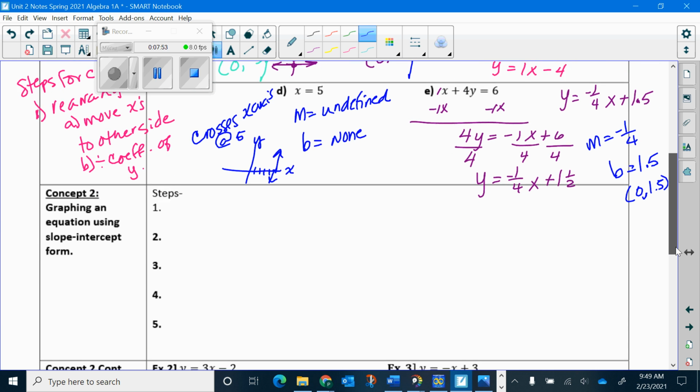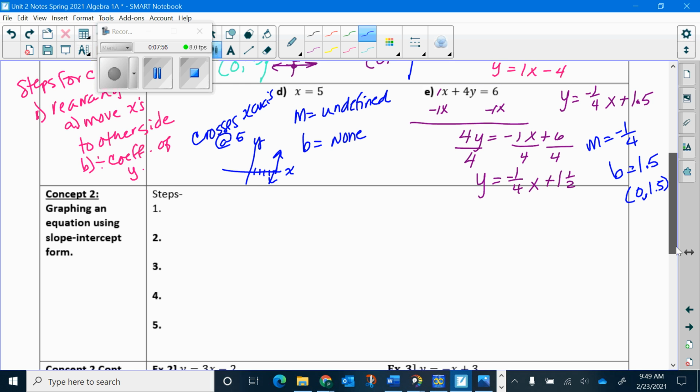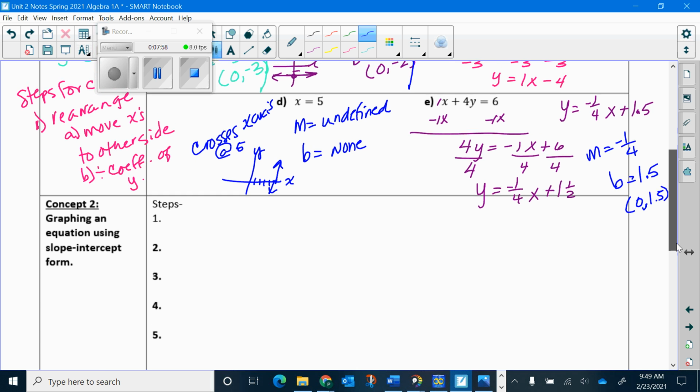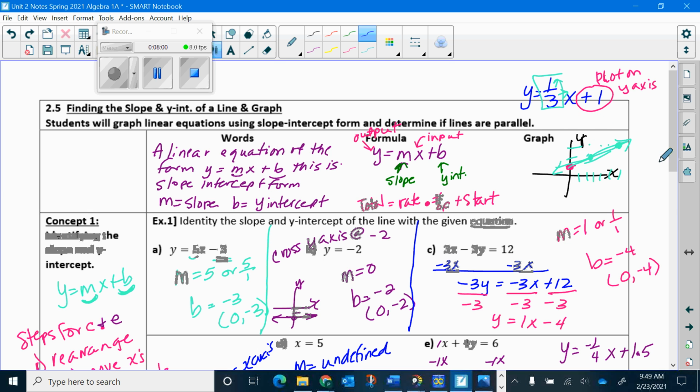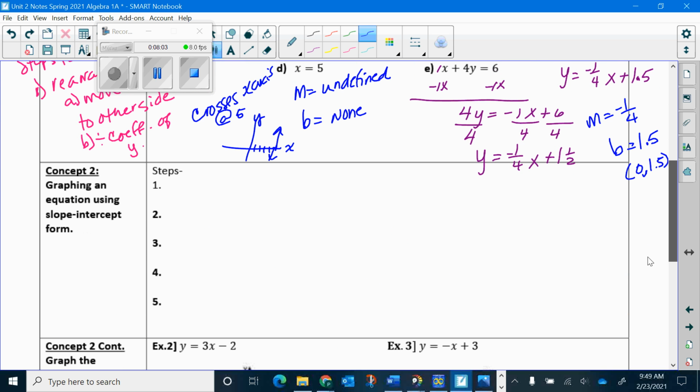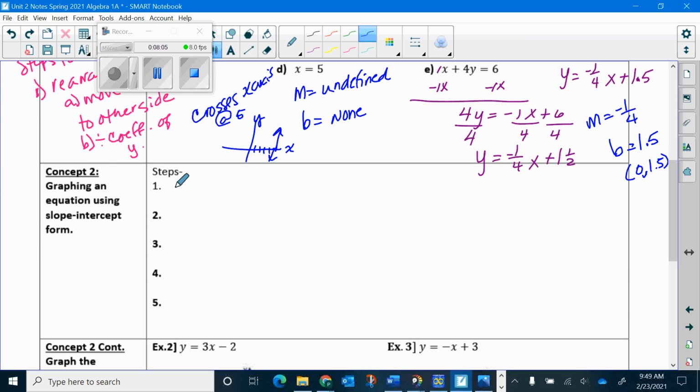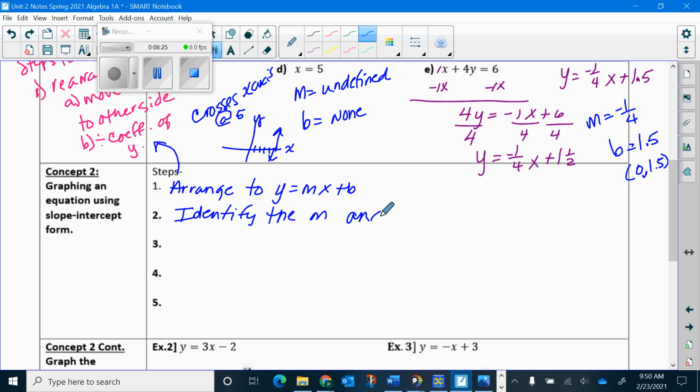So then we have some steps for graphing. We're going to graph an equation using slope-intercept form. Well, first thing we have to do, kind of like what I did up here, we have to make sure it's in slope-intercept form. So step 1, arrange to y equals mx plus b. And if you need help on how to do that, remember that steps are right there. After it's there, I need you to identify the slope and b. So the slope and y-intercept.